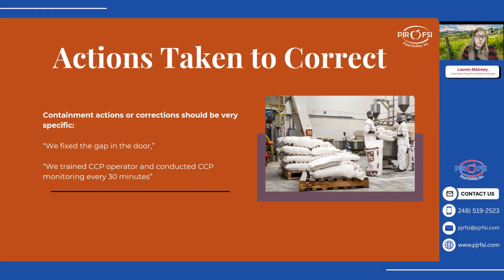So they're very specific. For our first example about identifying the gap in the door, the correction would be we fix the gap. So that's great. Now the pests can't get in. Now there's no issues with possible containment through that door or site security.